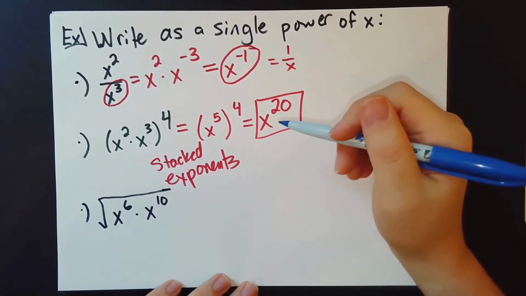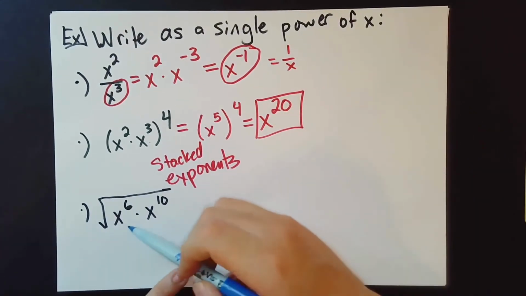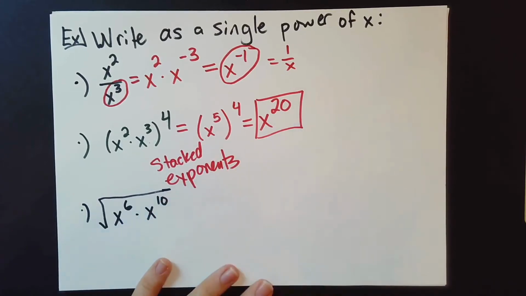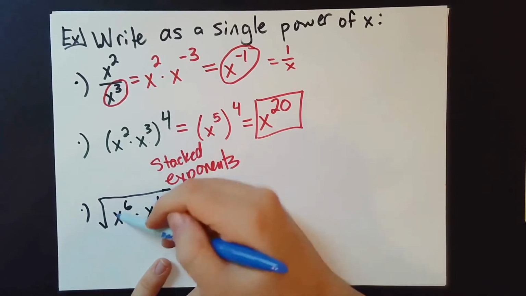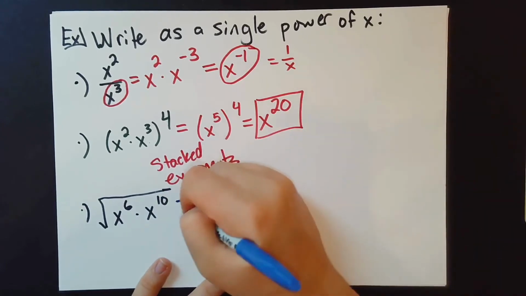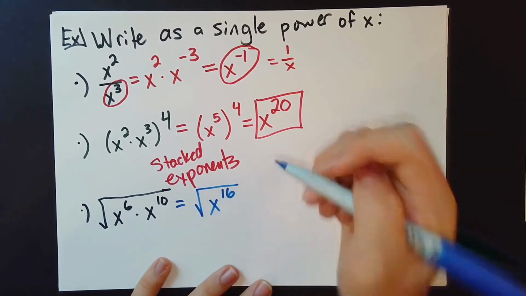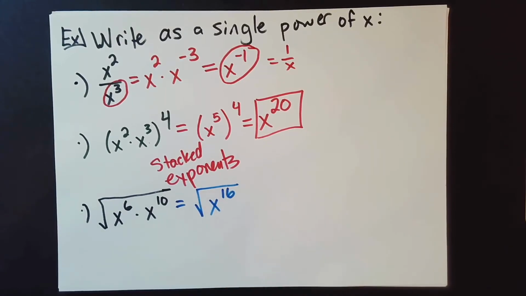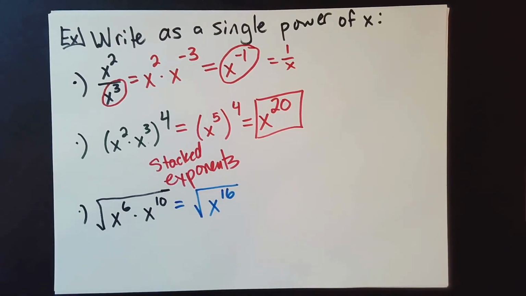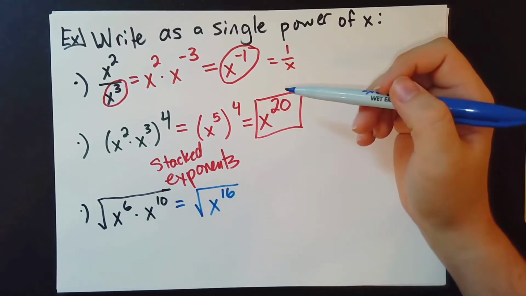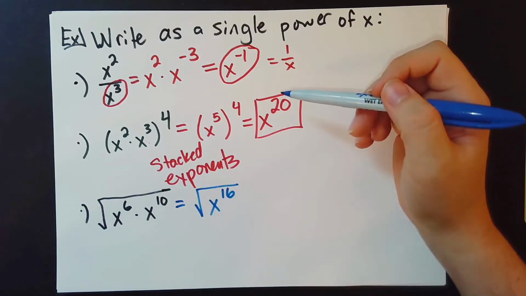Okay, here we have a square root of x to the 6th times x to the 10th. I have these like bases again. And so again, like bases means I add the powers. So this is going to be a square root of x to the 16th. And there is an immediate reaction upon seeing a square root and seeing a 16 and thinking, I know the square root of 16 is 4. This is just going to be x to the 4th.